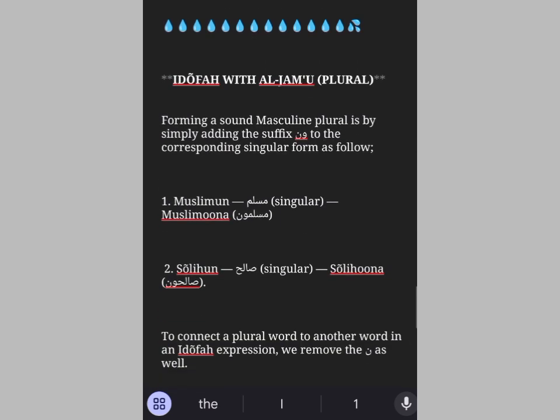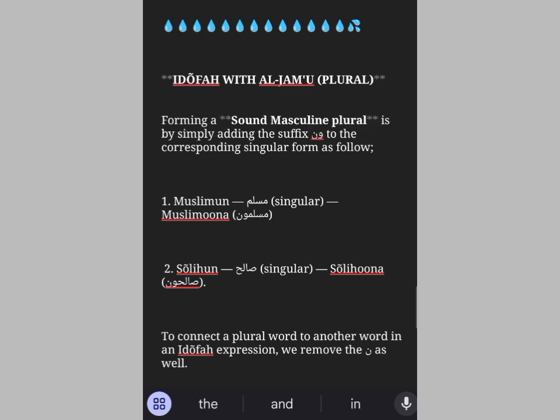Now let's quickly run through al-jamu. Remember that al-jamu is divided into two. The kind of jamu that we're talking about here is actually jamu al-mudhakkar salim, sound masculine plural.